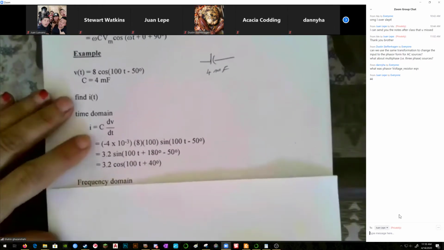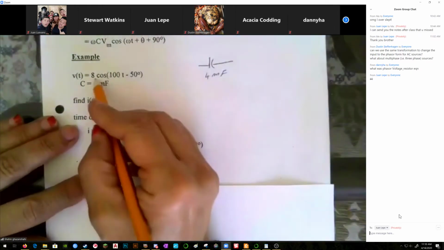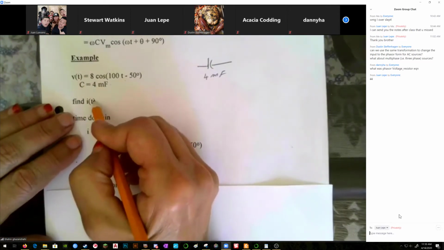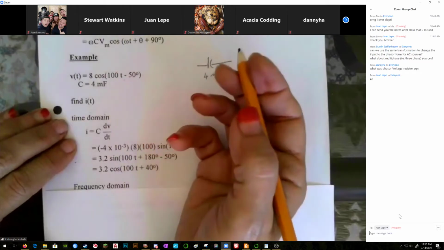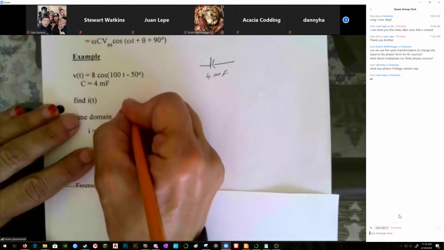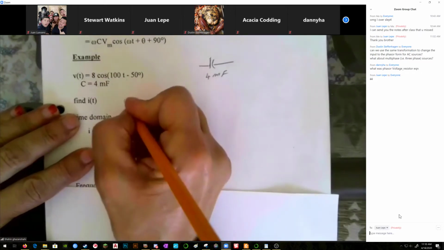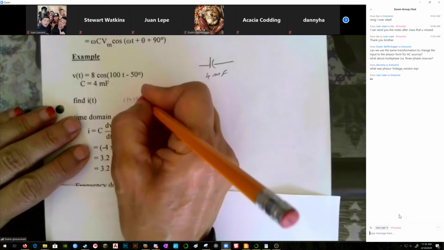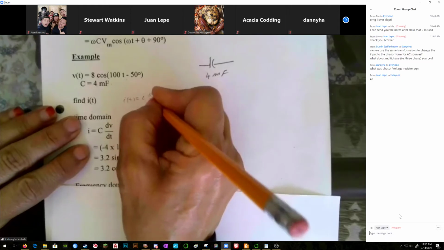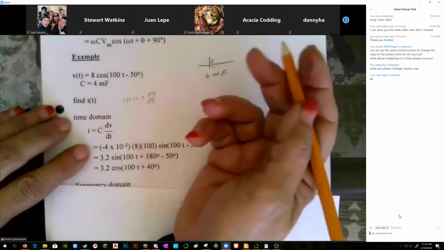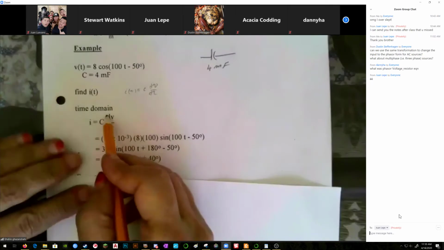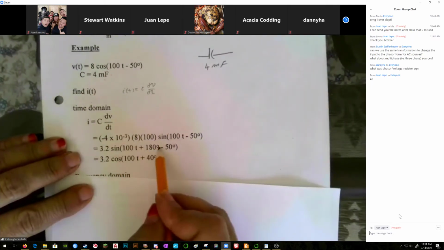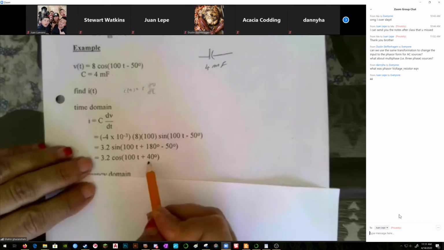Okay, see, I give you the voltage across this, correct? And they ask you to find the current. If you want to do it in the time domain, remember what you need to do. The current of the capacitor is what? C dV/dt. You need to calculate the derivative, correct? And I did it here for you. C dV/dt, and then you know how to calculate, you come up with this answer.